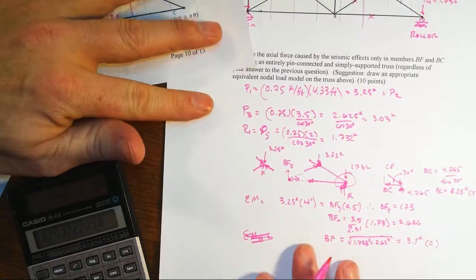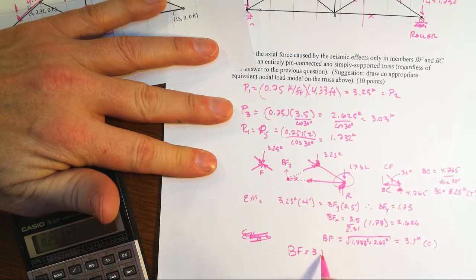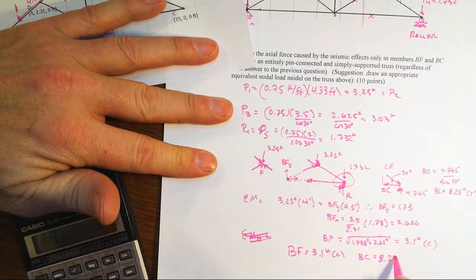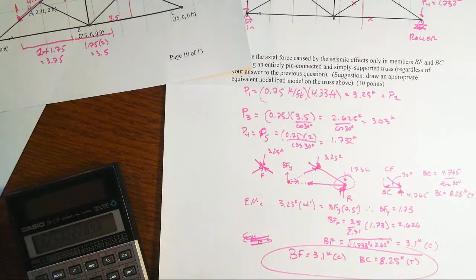Just to summarize that real fast, our answers were BF equals 3.1 kips in compression and BC equals 8.25 kips in tension. There's your answers.